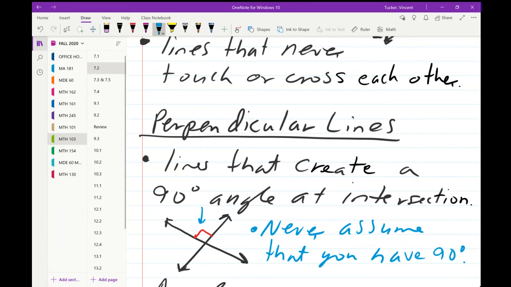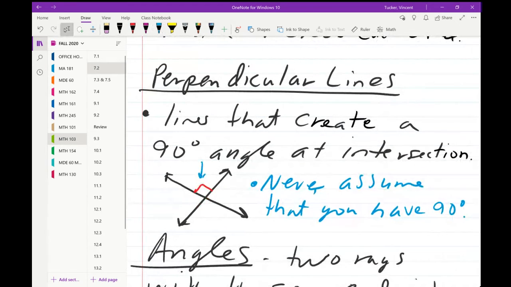So most of the time you'll see that square, the red square. If not, then there has to be something in the directions that says you have perpendicular lines, but you can never assume that you have 90 degrees. To the naked eye, 89 degrees looks just like 91 degrees. So never assume that you have 90 degrees. There has to be some clue that lets you know that you have 90 degrees.